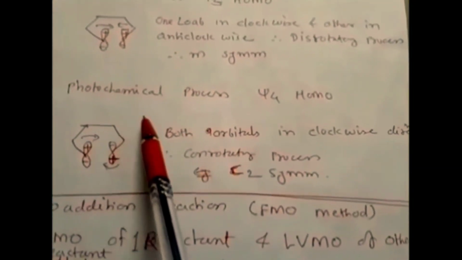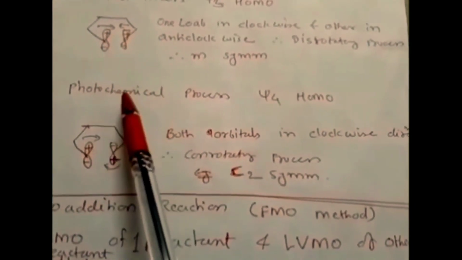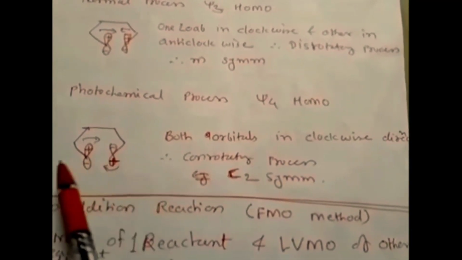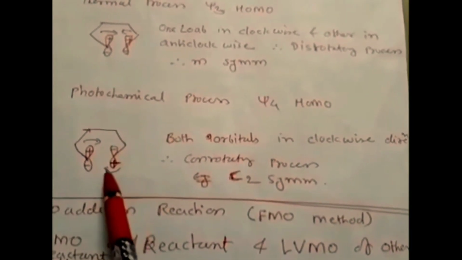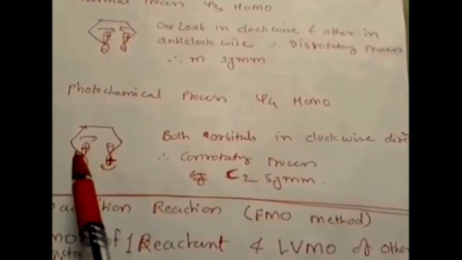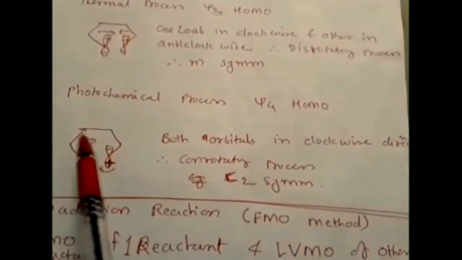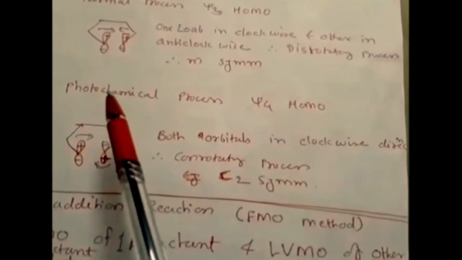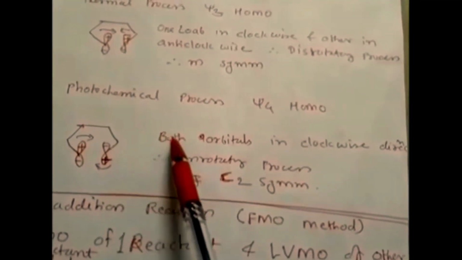Now let us discuss photochemical process as conrotatory process. So how? In case of photochemical process, Psi4 is HOMO, that is highest occupied molecular orbital. So this is the structure of Psi4. Now see here, in order to match these 2 positive signs, I have to rotate this orbital in clockwise direction and again this orbital in the same direction, that is clockwise direction. So both orbitals are to be rotated in clockwise direction. That's why this process is a conrotatory process. That is nothing but C2 symmetry. So photochemical process is a conrotatory process, the same conclusion as that of the correlation diagram method.